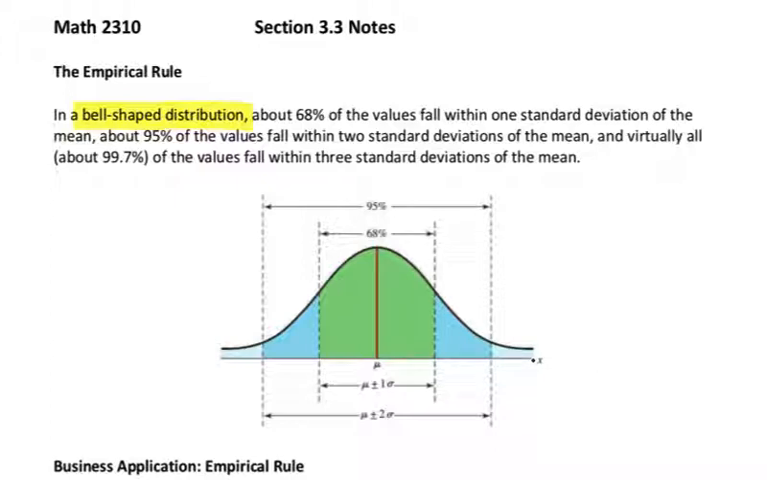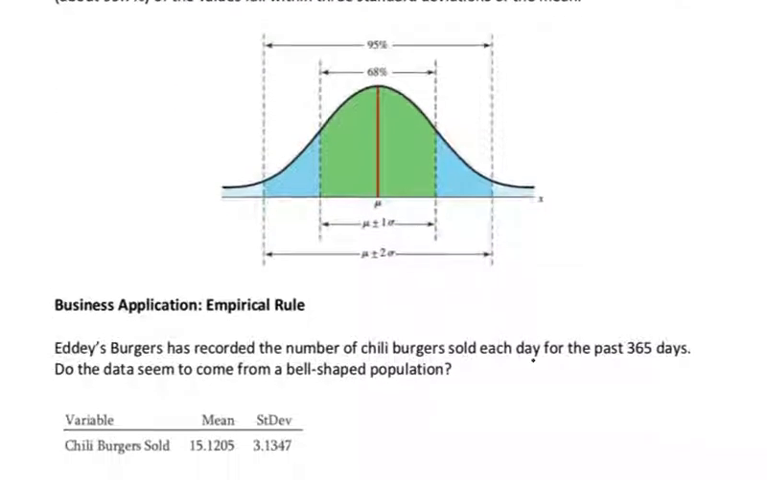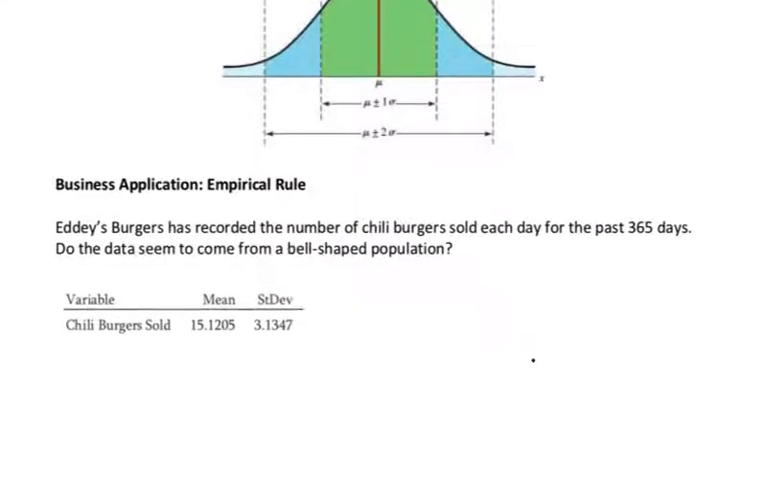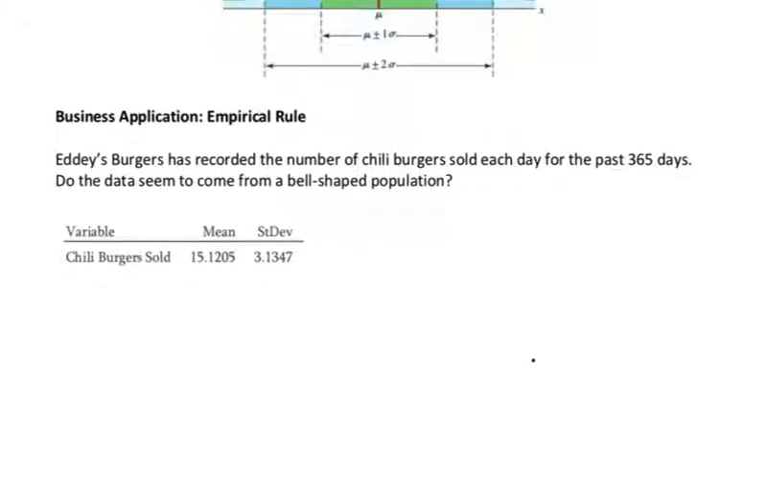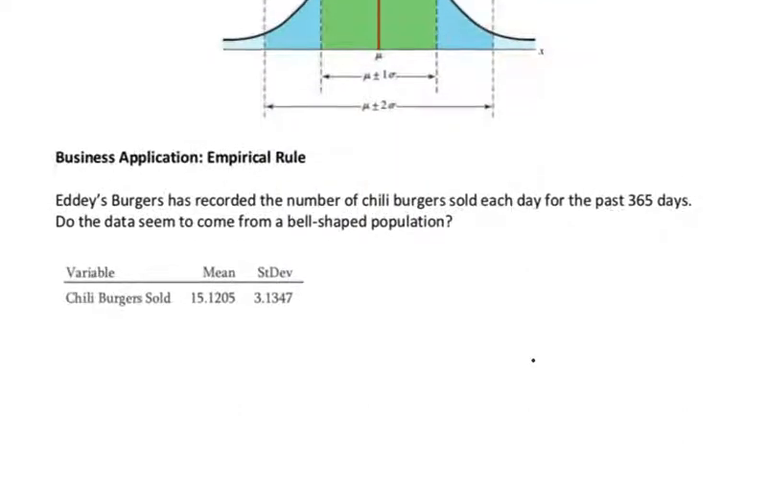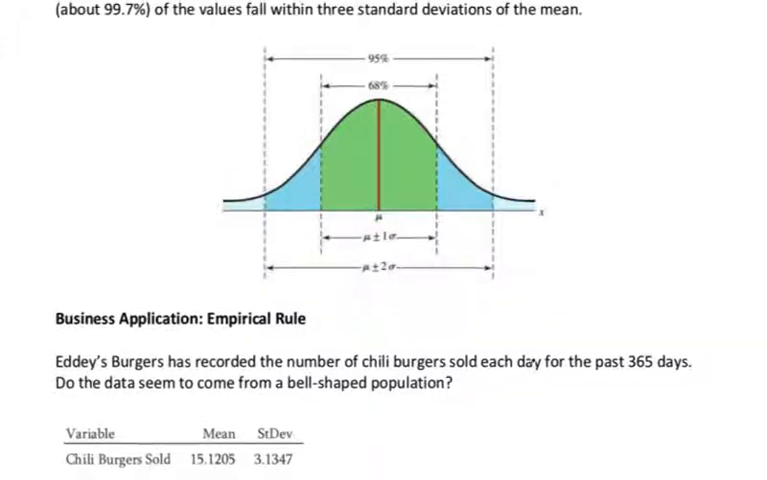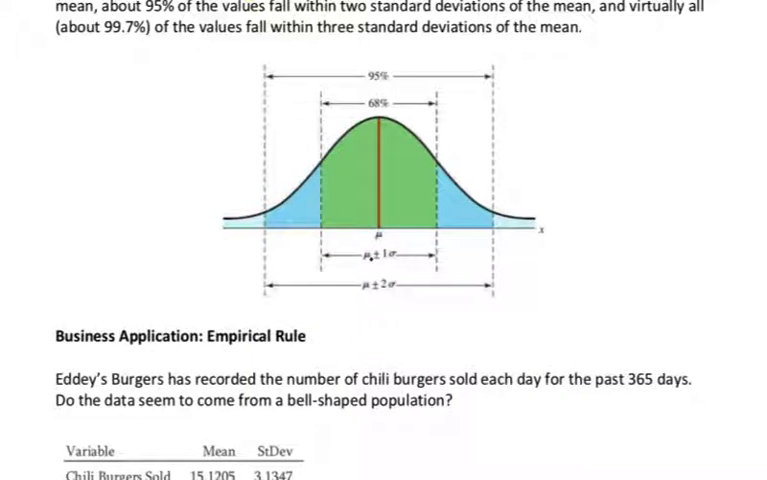So we're going to do this problem with Eddie's Burgers. They recorded the number of chili burgers sold each day for the past 365 days. Do the data seem to come from a bell-shaped population? To solve this problem, we need to figure out how much of the data falls within one standard deviation of the mean and how much falls within 2 standard deviations of the mean.